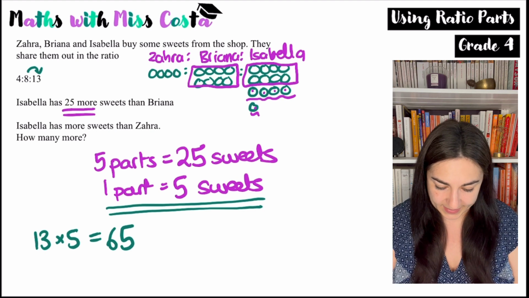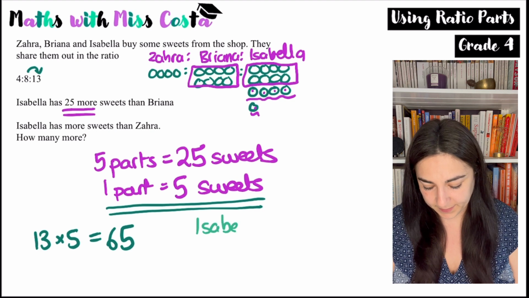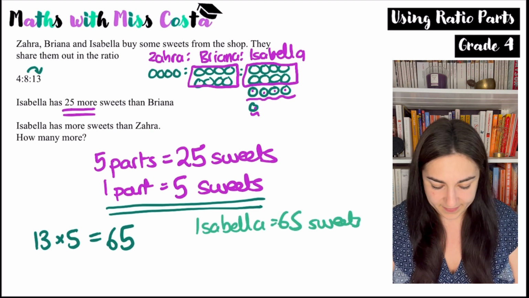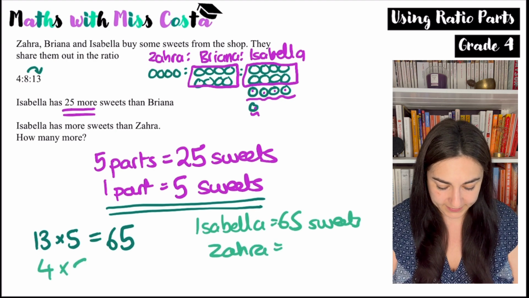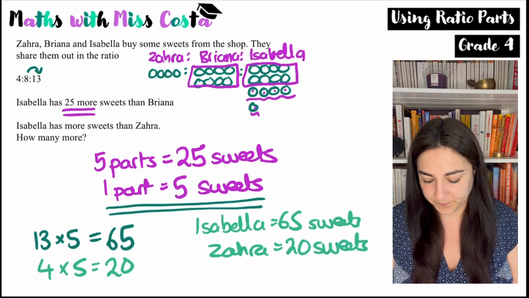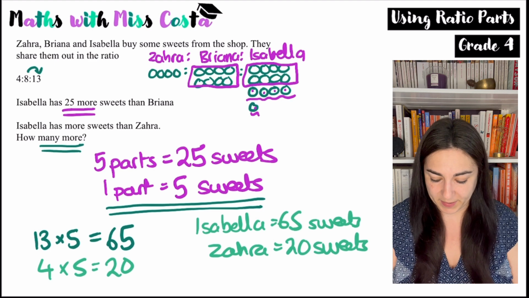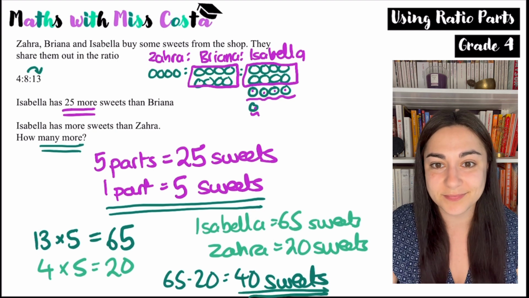So Isabella has, oh, let's write it somewhere. Isabella has 65 sweets in total. And then Zara has, well, Zara has 4 parts. So I do 4 times 5, which is 20. So Zara has 20 sweets. And the question says, how many more sweets does Isabella have than Zara? 65 take 20 is 45 sweets. So you just say, Isabella has 45 sweets more than Zara.